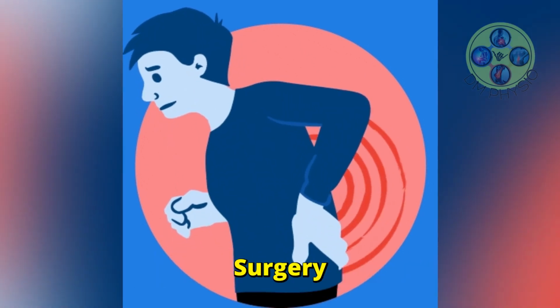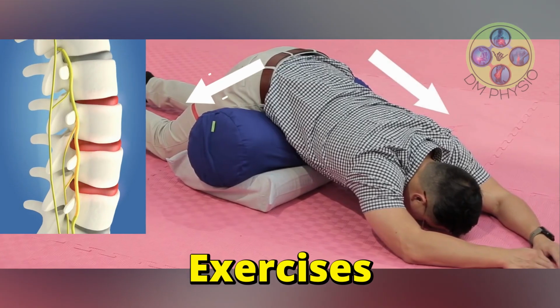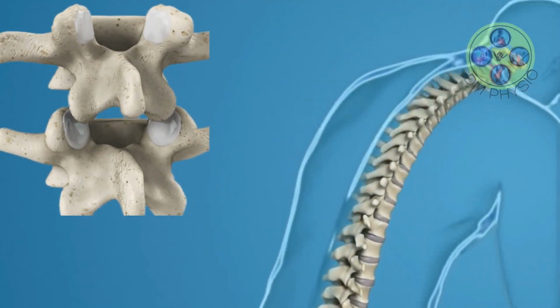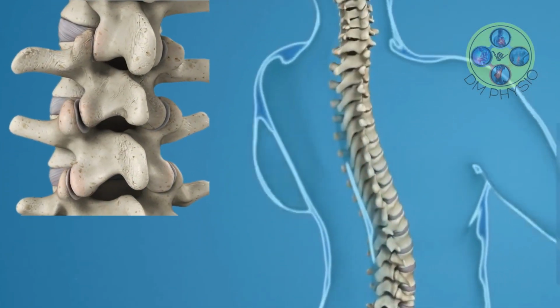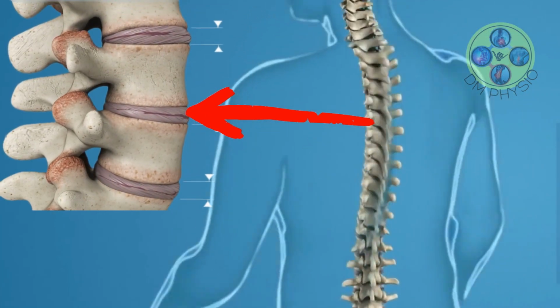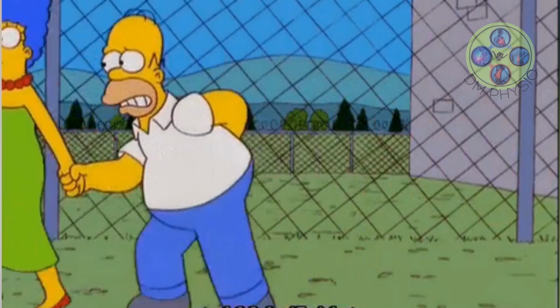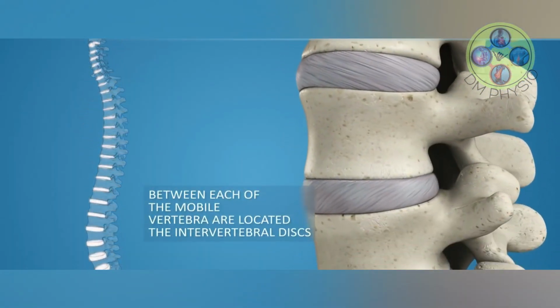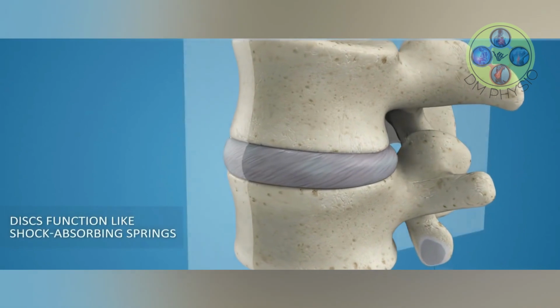Disc herniation, surgery, exercises, and how it occurs. The lumbar region supports more than half of the body's weight. Combined with the high mobility of this area, it often leads to structural changes in the intervertebral discs. These discs are located between every two vertebrae of the spine and act as soft cushions that absorb weight.